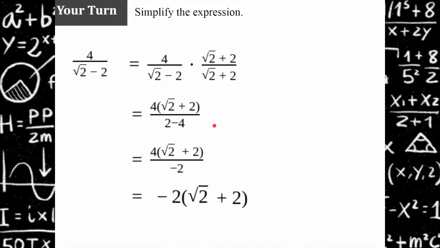Now for the final step, you'll distribute. Negative 2 square root of 2, subtract 4.